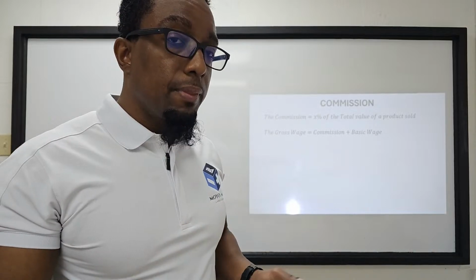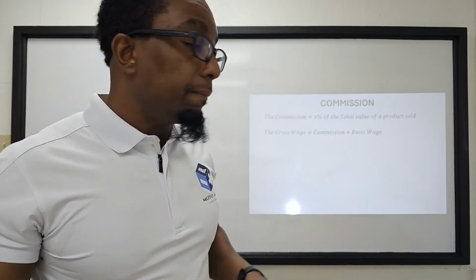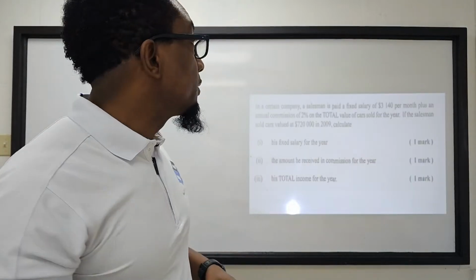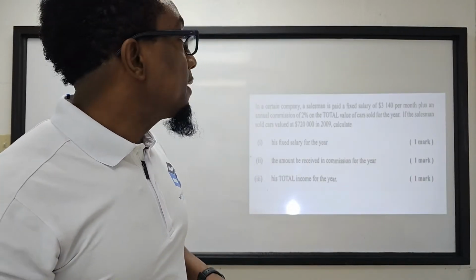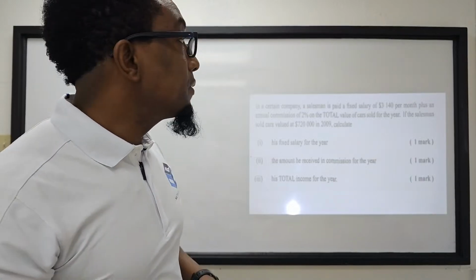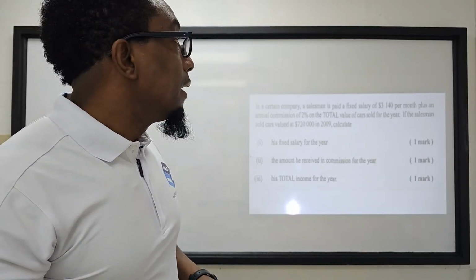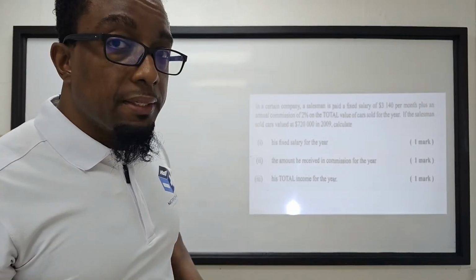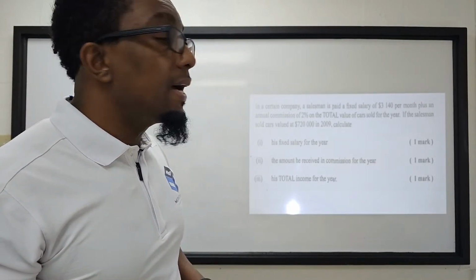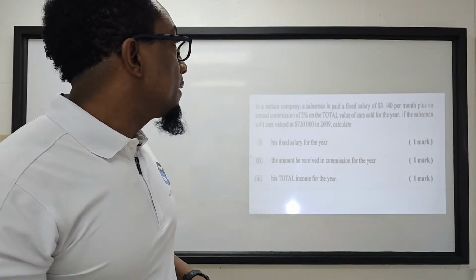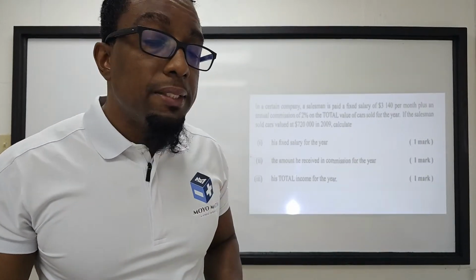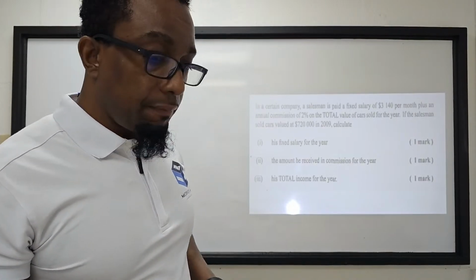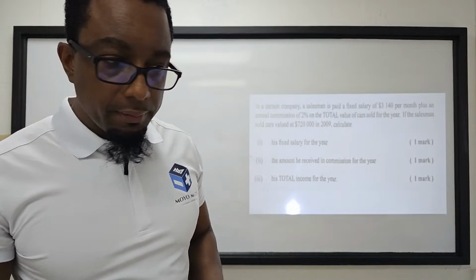Commission plus his salary for the period, which is known as a gross wage. So let's look here at a question. In a certain company, a salesman is paid a fixed salary of $3,140 per month plus an annual commission of 2% of the total value of cars sold for the year. If the salesman sold cars valued at $720,000 in 2009, they want us to calculate his fixed salary. Good?